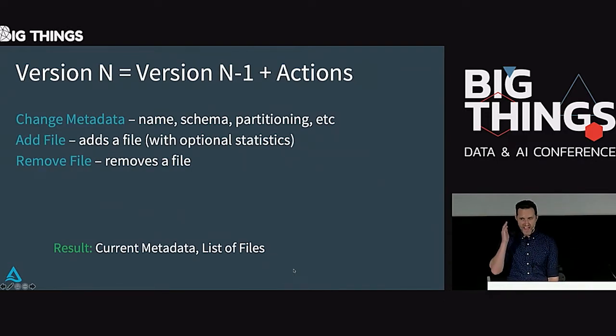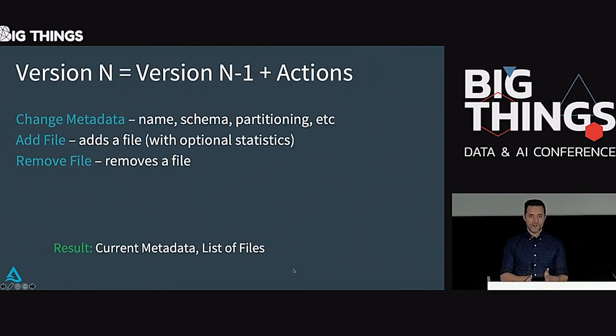So for example, if I want to add a column, I would put a change metadata action. If I want to add data to the table, I would add a file. And along with that file, you can add optional statistics about the data. For example, min-max values for all of the columns to tell you what's contained in this. That can allow you to do really cool tricks like data skipping. And then finally, remove file. Remove file will take data out of it.